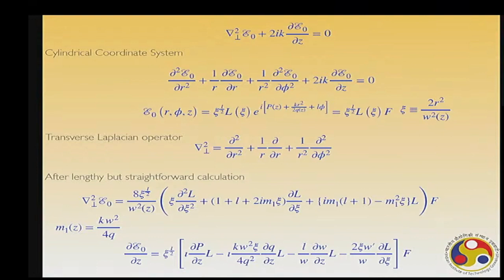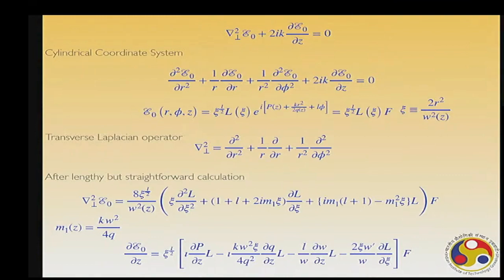Here is the important thing. Here you are not going to get the solution from the equation. You are going to assume some structure and find out whether this structure is going to match with the wave equation or not.